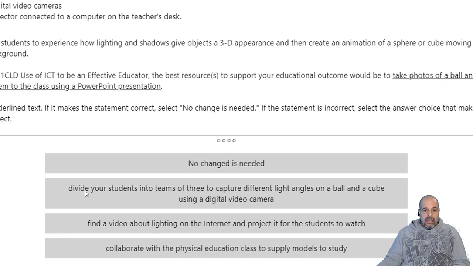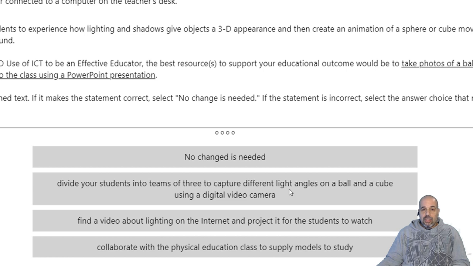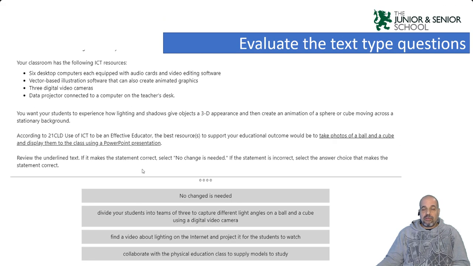Well, if we look at the other ones that we've got here, divide your students into teams of 3 to capture different light angles on ball and cube using a digital video camera. Well, there we go. We've got ICT there, but let's look at the other ones. Find a video about lighting on the internet and project it to the students. No, they're not using ICT, and just looking at videos on the internet is not actually use of ICT to support knowledge construction. Collaborate with the physical education class to supply models to study. Yeah, that doesn't even make any sense to me. So obviously, just without even reading the rest of this, number 2 is going to be the correct answer.